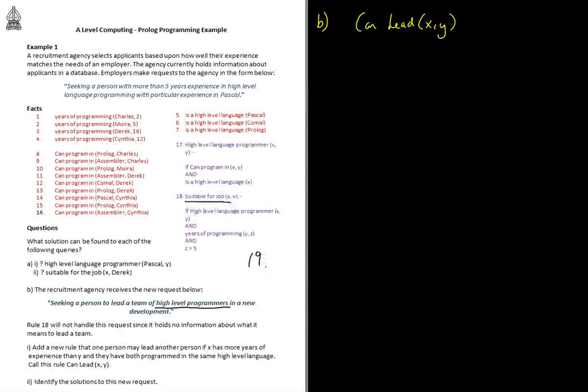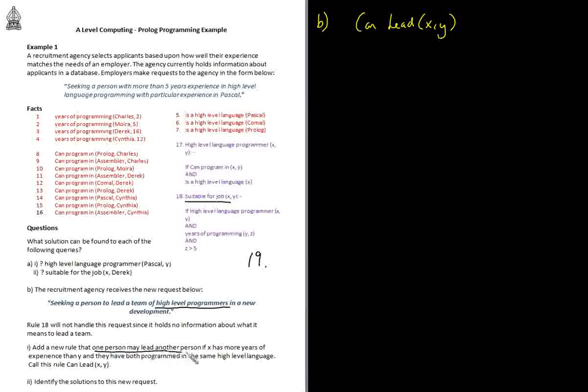Now, the rule is going to be something that one person may lead another person if X has more years of experience than Y. So, for example, does Cynthia have more years of experience than Moira? But they've both got to program in the same high-level language. And we can't change the name of this rule, we've got to stick with this. The example would have given us can lead X, Y. So we've got to work out a rule and then test whether or not the rule works.